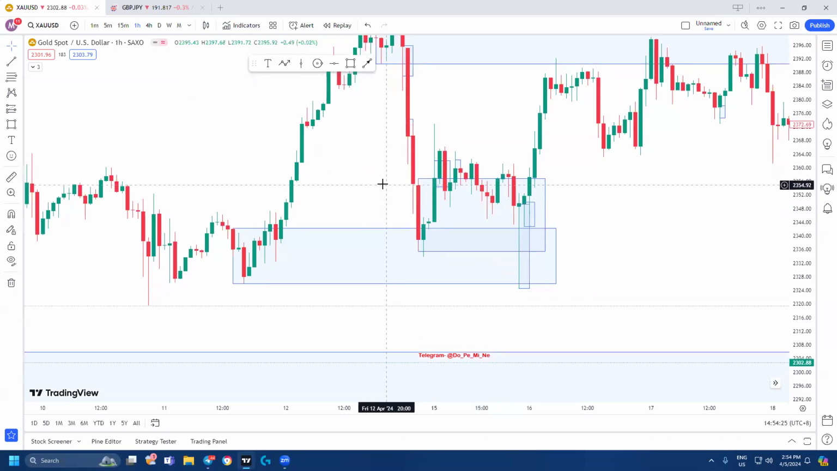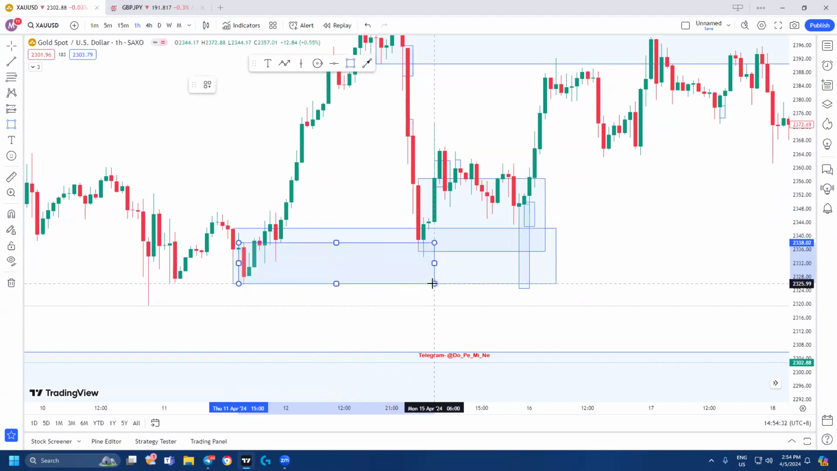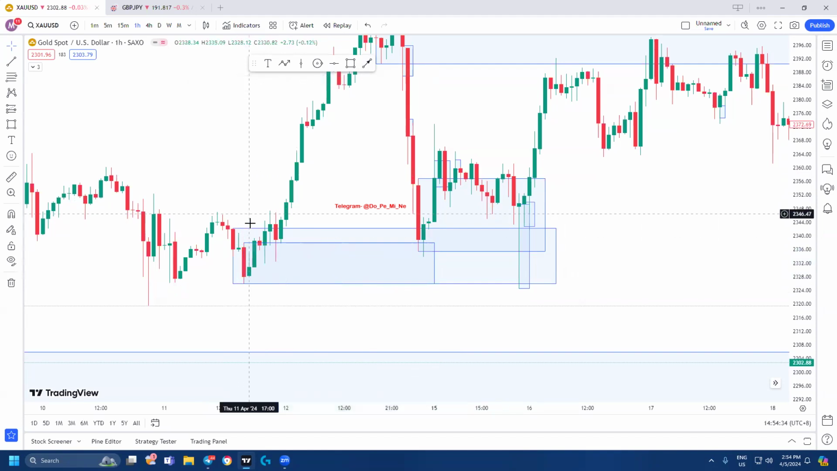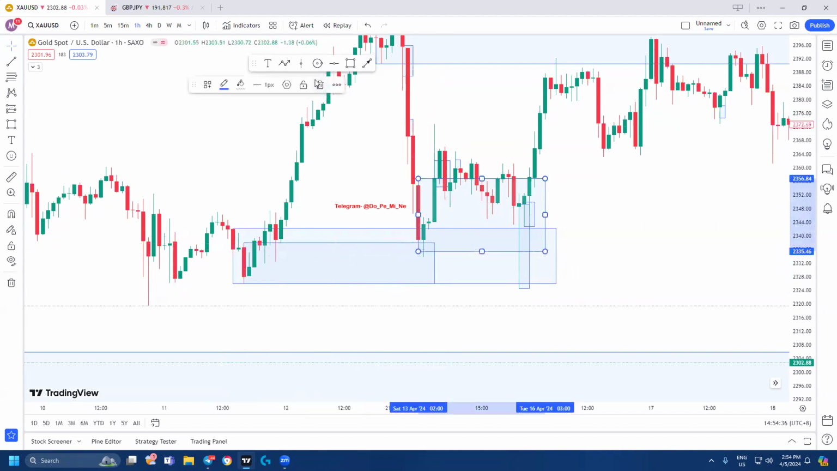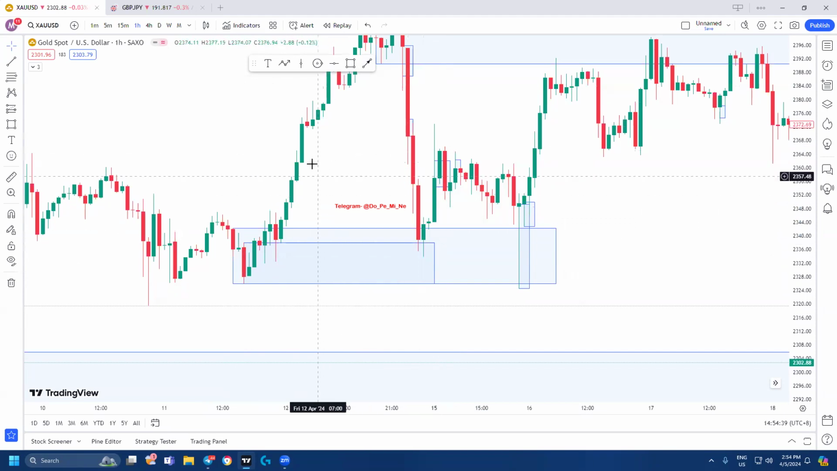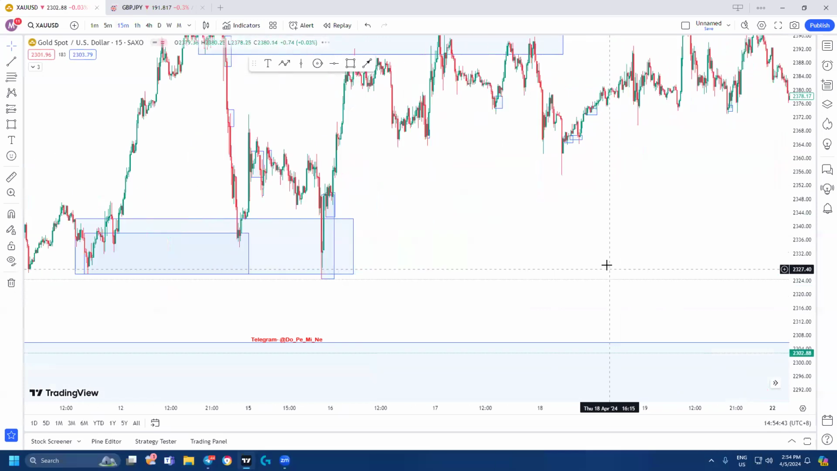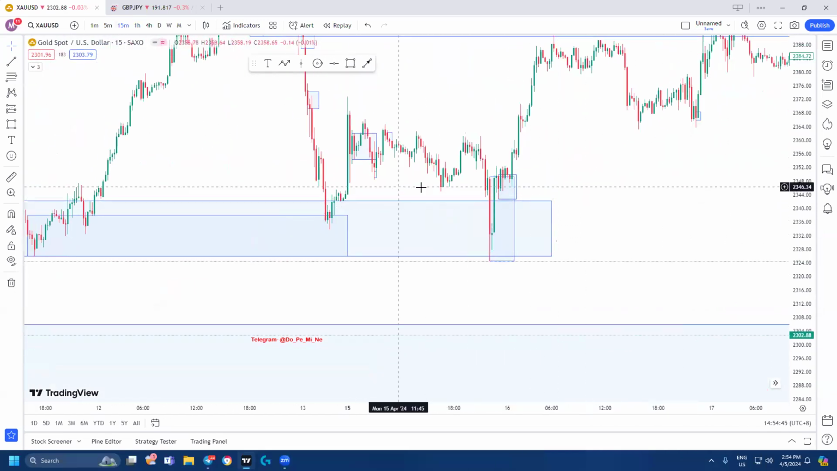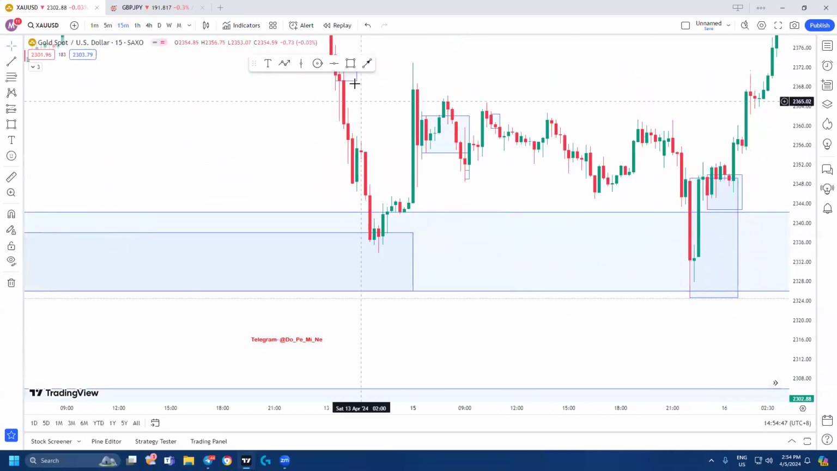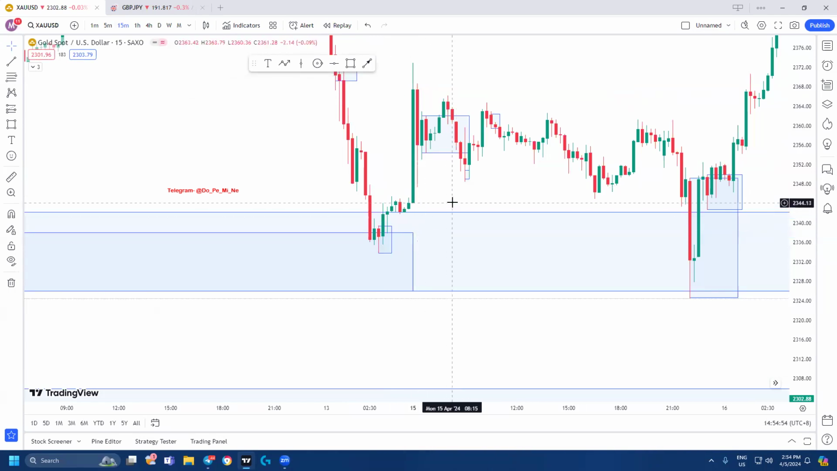If you want to get early entry, you can precise the zone. This is the H4 and you can precise to H1 like this. Precise to H1 and we need to look for the M15 right here. We go to M15. If we have CMP, we can buy. You see? So this is how we can get early entry.